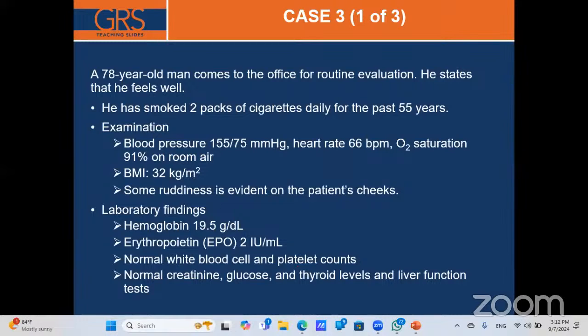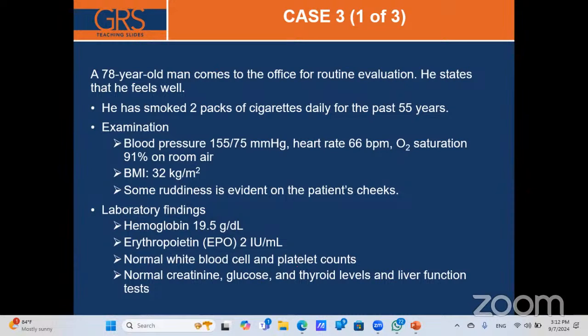The last case for today is about a 78-year-old man who comes to the office for routine evaluation. He states that he feels well. He has smoked 2 packs of cigarettes daily for the past 55 years. His examination includes elevated blood pressure, 155/75 millimeters of mercury, heart rate 66, and O2 saturation is 91% on room air. BMI is 32, and ruddiness is evident on the patient's cheeks.